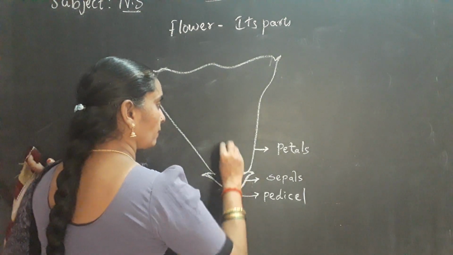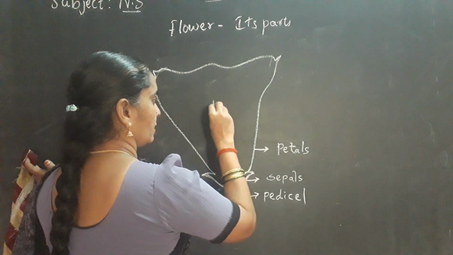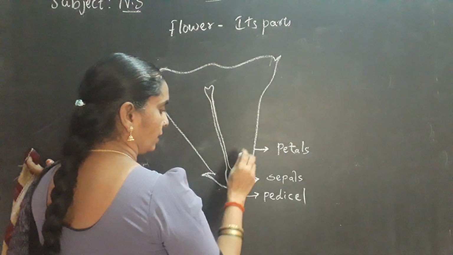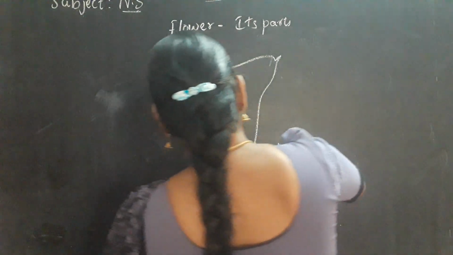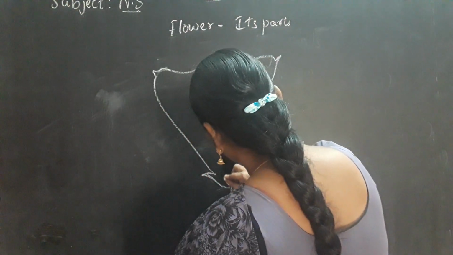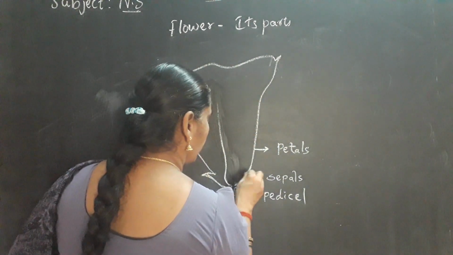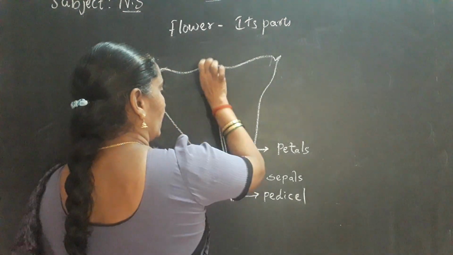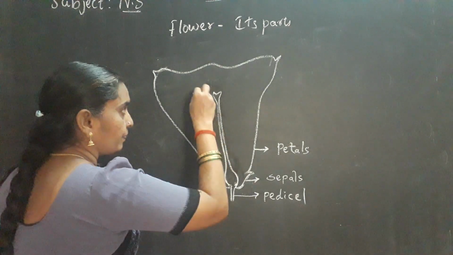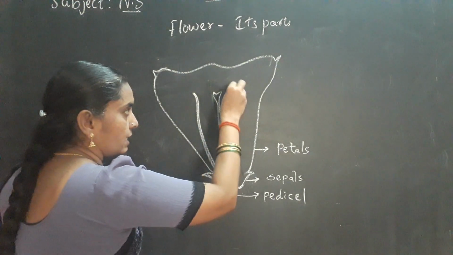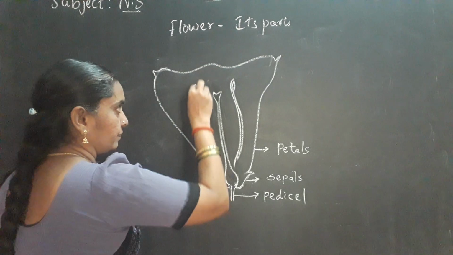Next, this is the fourth whorl that I am drawing in the center. This is the female part of the flower. Yes, children. You can observe carefully and understand about it. And this is the third whorl of the flower, that is androecium. What is this, children? It is androecium.